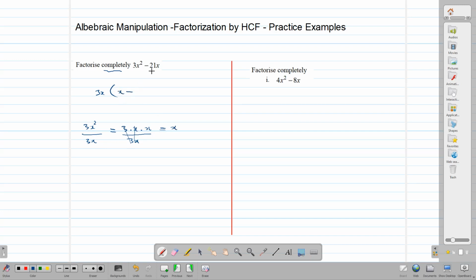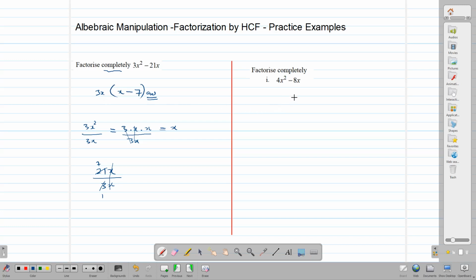Put our minus sign, and now we're going to divide 21x by 3x. This x cancels out immediately, and we see that 3 can divide itself one time, and 3 can divide 21 7 times. So we put our 7 in the bracket and we close it. And this becomes our answer. So we have taken a difference which is 3x squared minus 21x, and we have rewritten it as a product to say 3x times x minus 7.